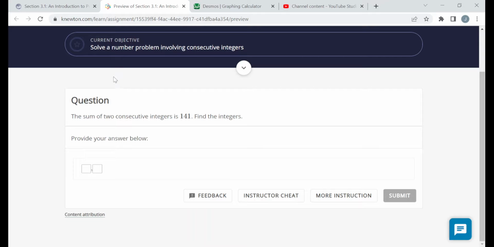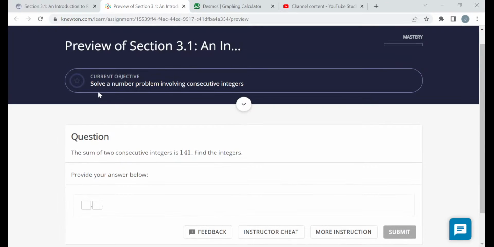Alright, so the first objective I'm looking at here is solve a number problem involving consecutive integers. So we're told here the sum of 2 consecutive integers is 141. Find the integers. So you just have to remember what that means.